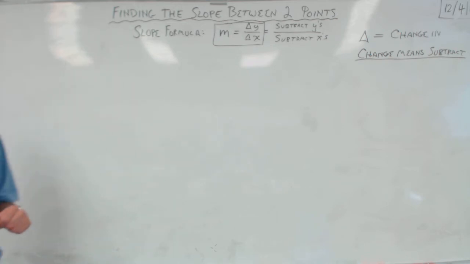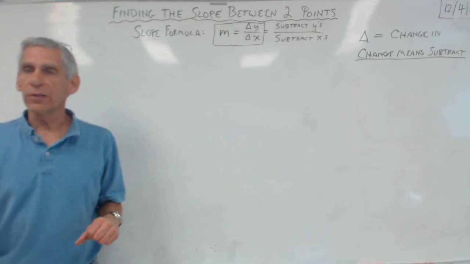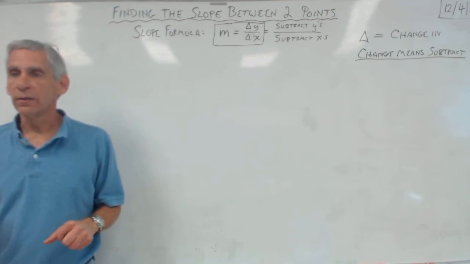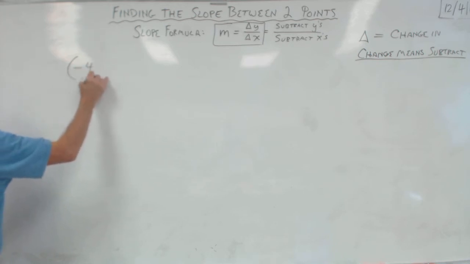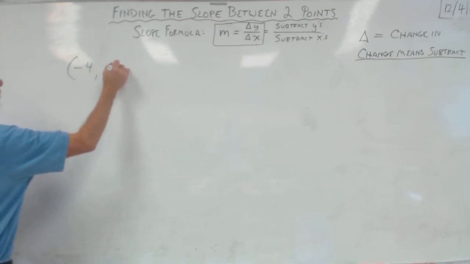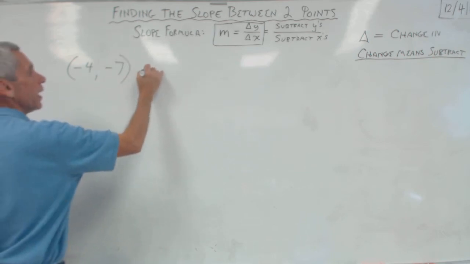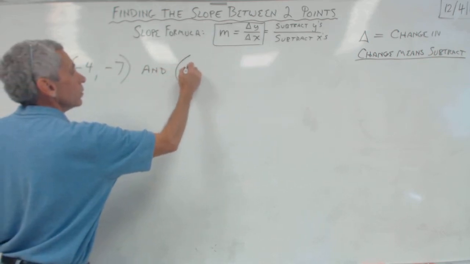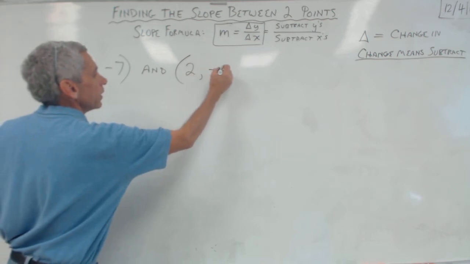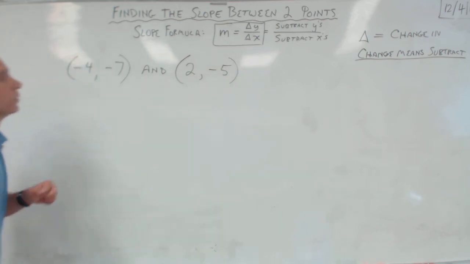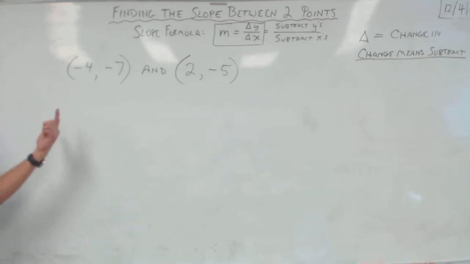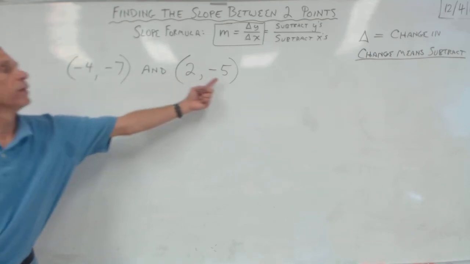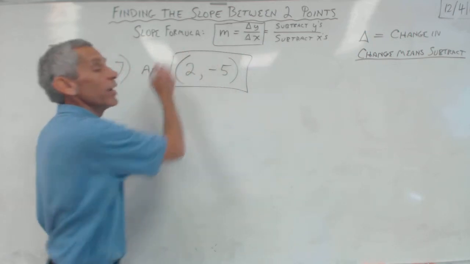Now, where it gets complicated is when I give you things like negative 4, comma, negative 7, and 2, comma, negative 5. Why does this suddenly make it complicated? Because there are negative numbers. So which one am I going to put a box around? The bigger y, this one. It doesn't matter, it makes no difference.